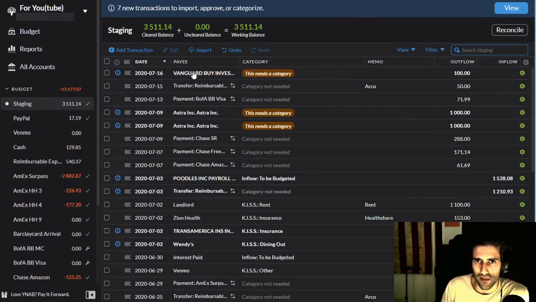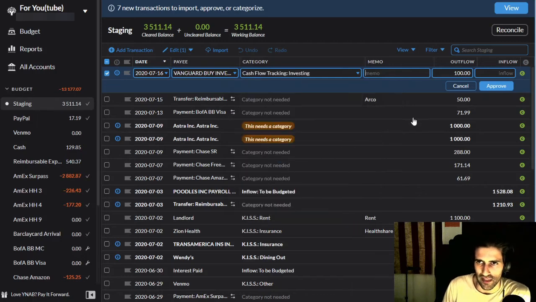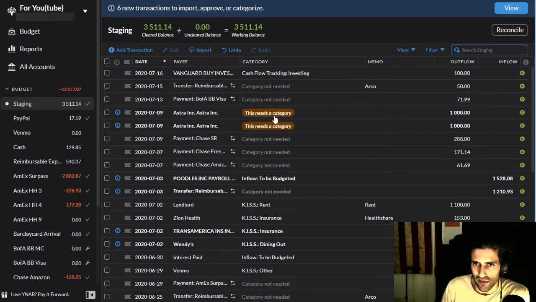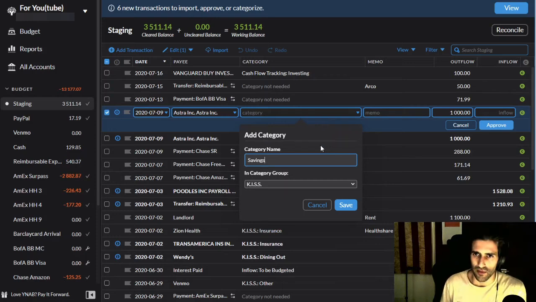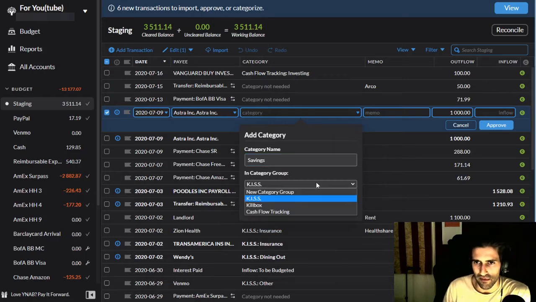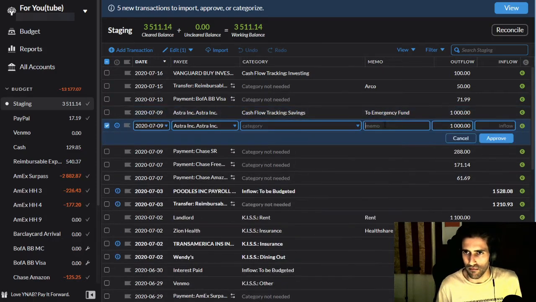All right, so Vanguard buy investment. That's going to be in the category of cash flow tracking investing. Astra Inc. Okay, so this is the money that went into the emergency fund. Okay, so that's going to go in cash flow tracking as well, right? But it doesn't really fit into goods sold, doesn't really fit into investing or in cashback. So we're going to put a new category name and we're going to call it saving. And that's going to go into cash flow tracking. And this is to emergency fund.